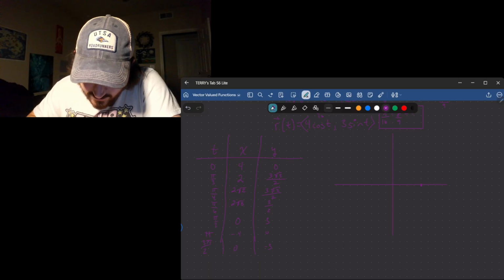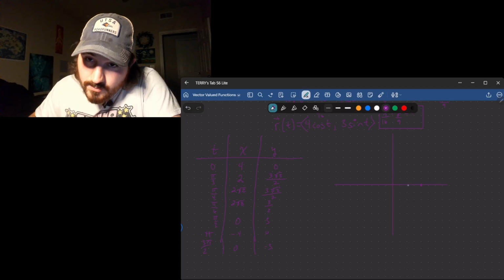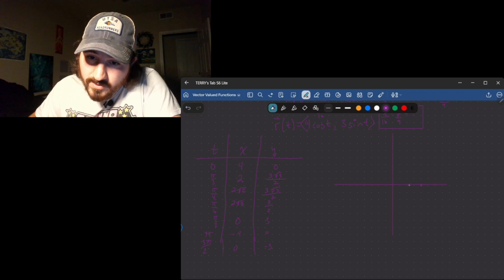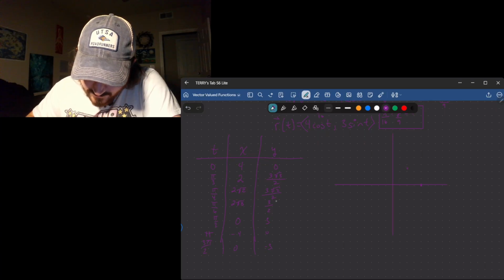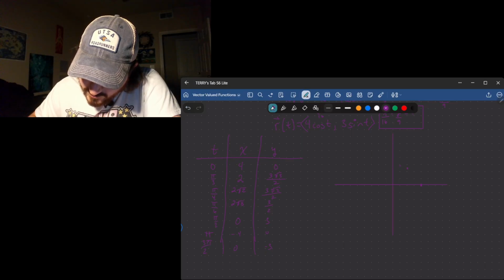Then pi thirds is going to be 2 on x, and then root 3 over 2. Root 3 we're expecting to be somewhere around 1.4, so 3 times 1.4, we'll call it like 4.2-ish, divided by 2 is like 2 point something. So we'll say it's kind of right there-ish. Why not? I got the same value. Oh no, that's 3 root 2 over 2, so that one's going to be just a little bit higher, but not much.